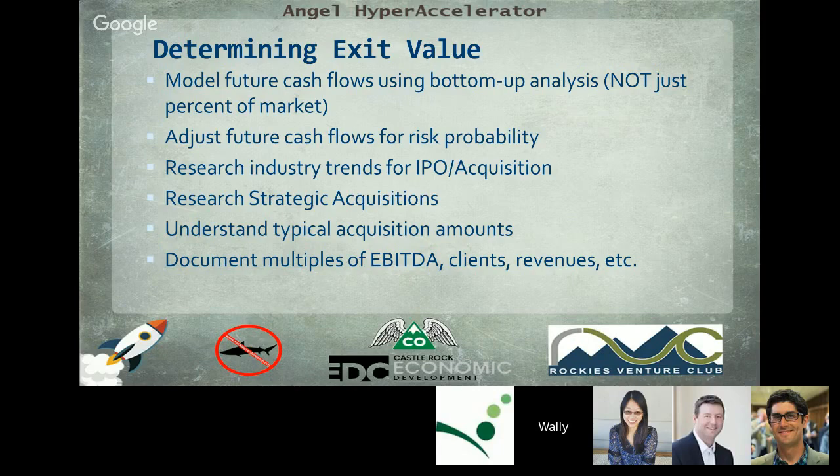We adjust future cash flows. Then we do a lot of research on who's acquiring whom and what the sweet spots are. Are they acquiring for 30 million, 100 million, 200 million? And then we look at the multiples, and then we look at who the potential acquirers are. So we do all of these things together to come up with those exit values. So next slide.